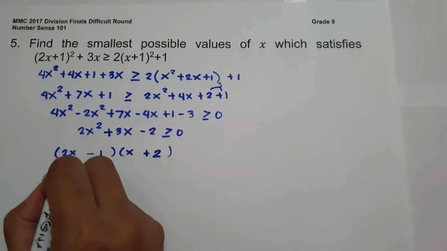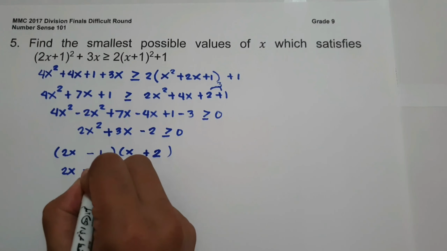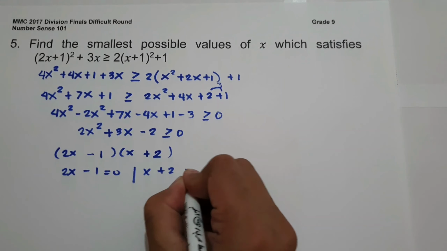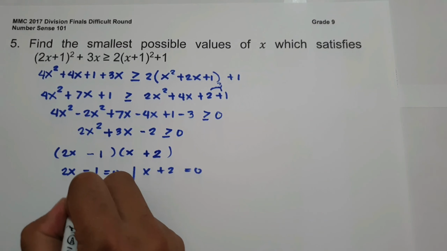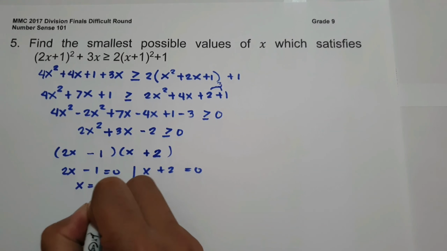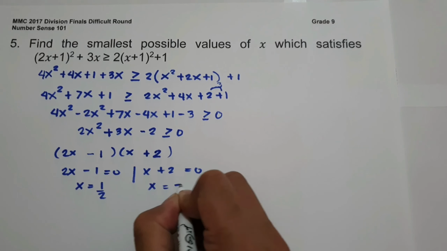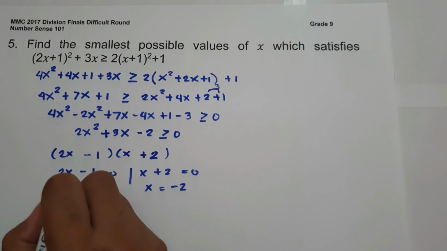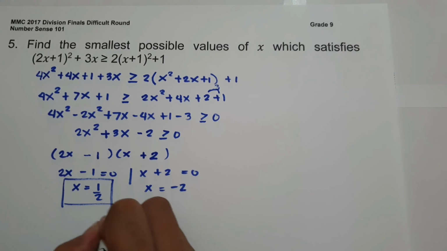So therefore, let us have 2x minus 1 equal to 0 and x plus 2 equal to 0. So the value of x is 1/2 and negative 2. Since we are looking for the smallest possible value of x, if you are going to substitute 1/2 and negative 2, the only value of x that satisfies the equation is 1/2. And this will be our answer.